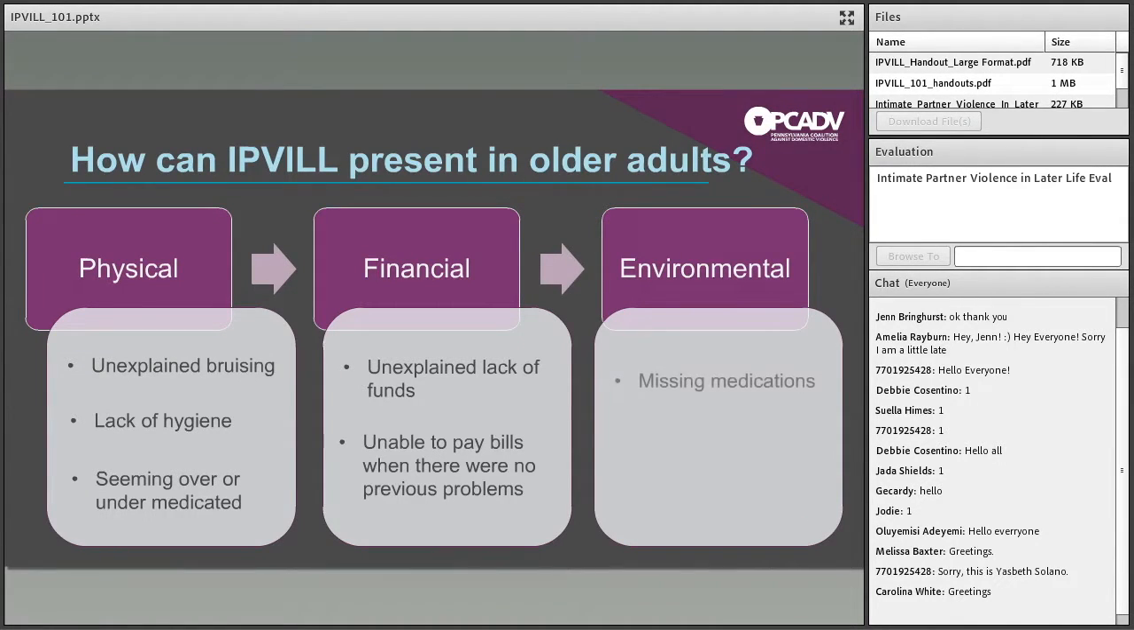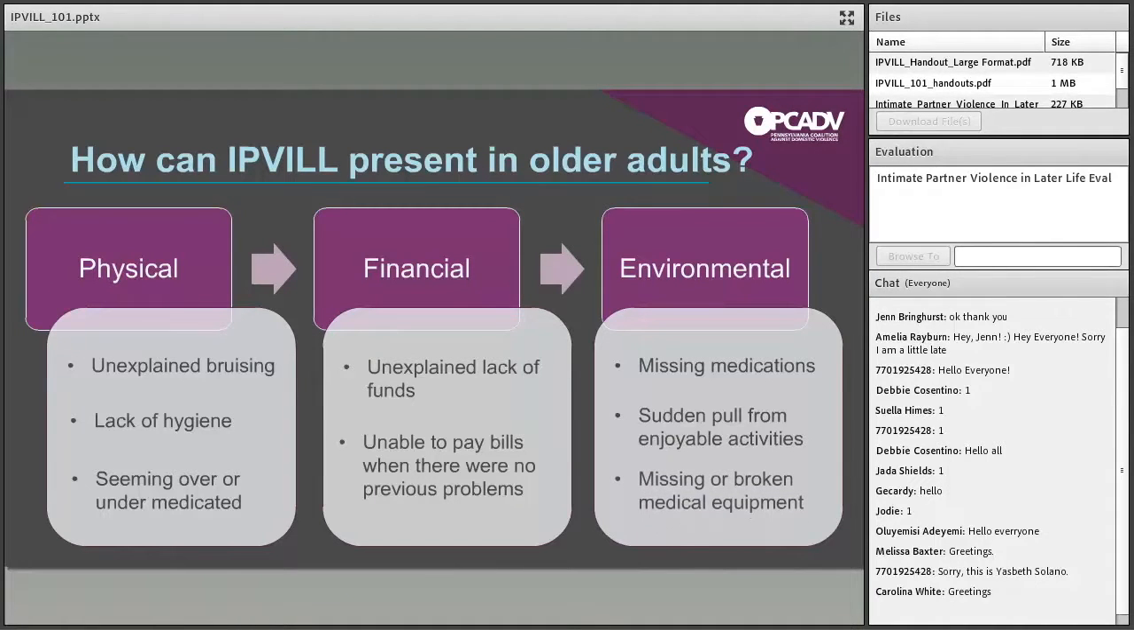And we're talking about environmental in terms of missing medications. So again, folks can take medications from older adults that they need and sell them, as well as a sudden pull from enjoyable activities, as well as missing or broken medical equipment. All of these things are ways that abusers utilize these tactics and ways that we can pick up on them when we're working with older adults, whether it be through counseling services, for PFAs and in court, and even in shelter.